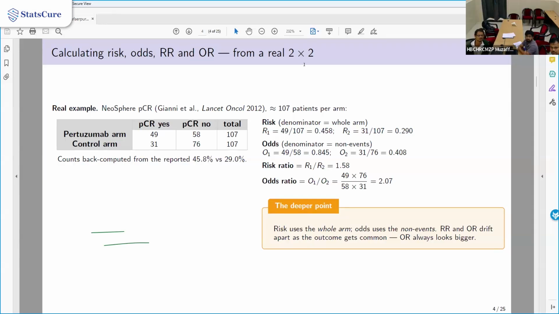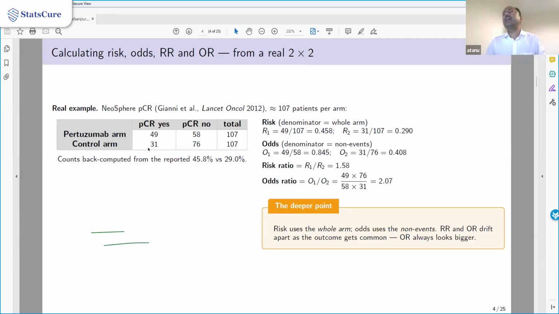Yes, hello, sir. I have a small doubt. Here we are using pertuzumab, and PCR, if it is yes, it is considered as risk. I would like to know why, because the drug is working here and the tumor and everything is now a complete response. So it should not be a risk, right? The patient is non-risk now.